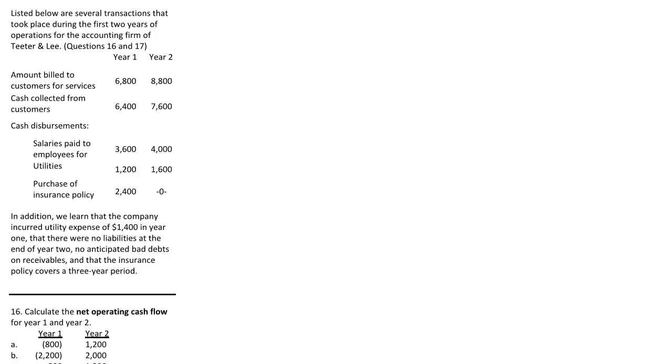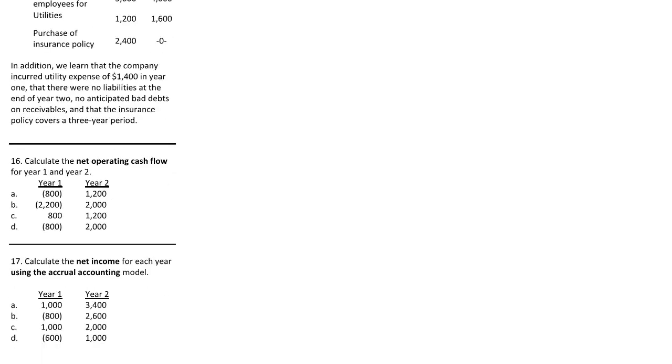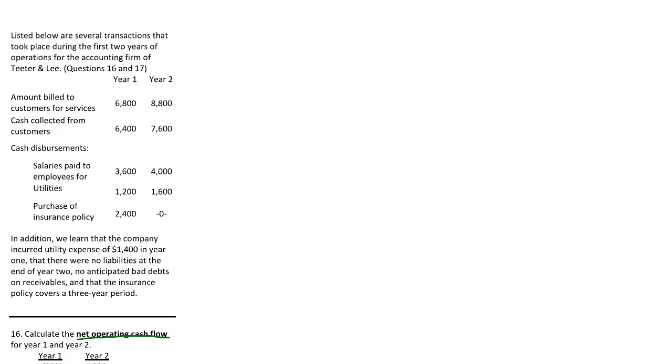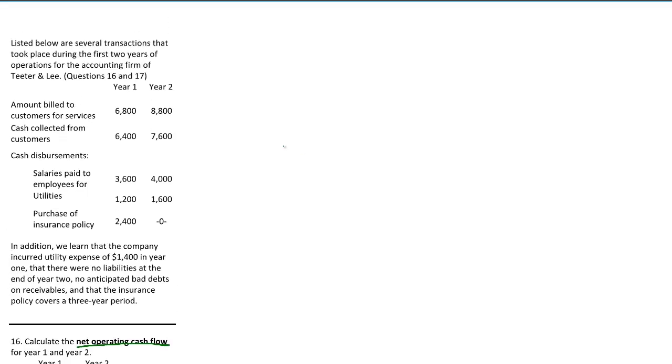Now we have a long problem. This one's going to cover questions 16 and 17. 16 and 17, we're dealing with net operating cash flow and net income following the accrual model. Okay, so we can just ignore the answers for a moment. So net operating cash flow for year 1 and year 2. And we're going to have net income for year 1 and year 2. So let's look at operating cash flow.